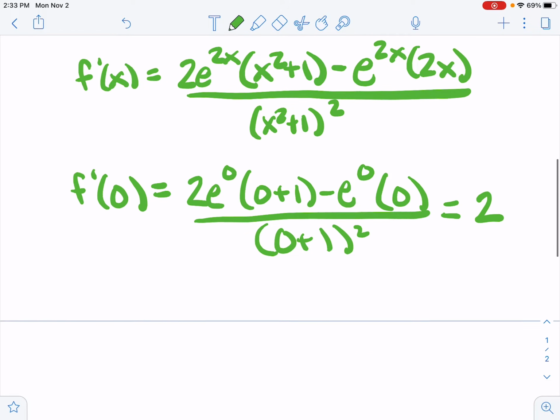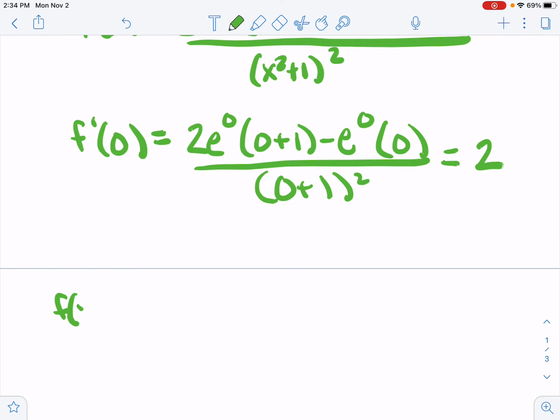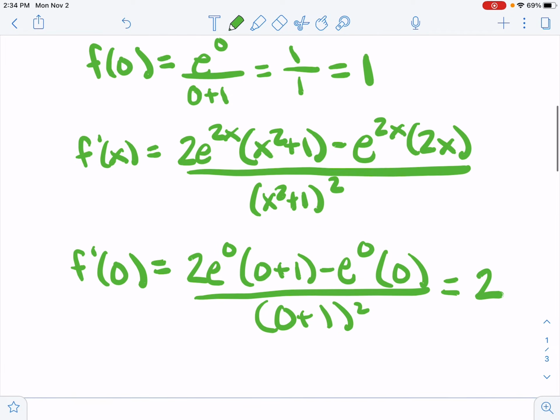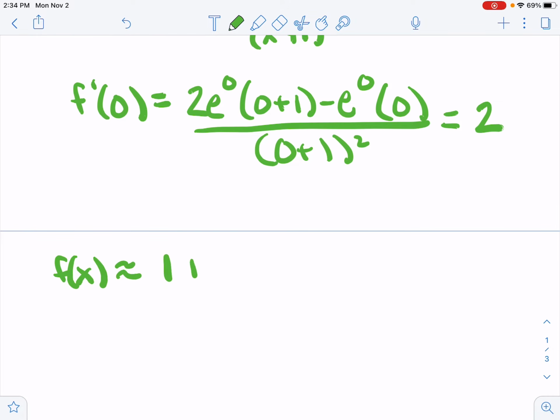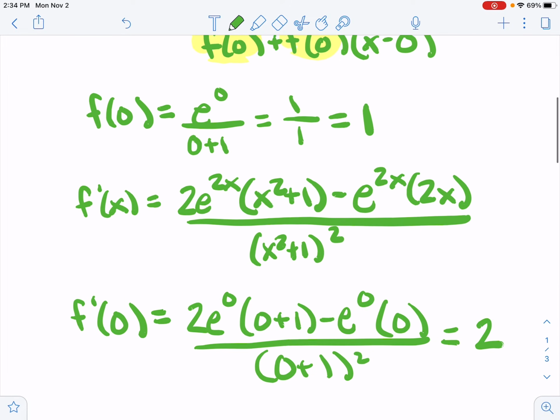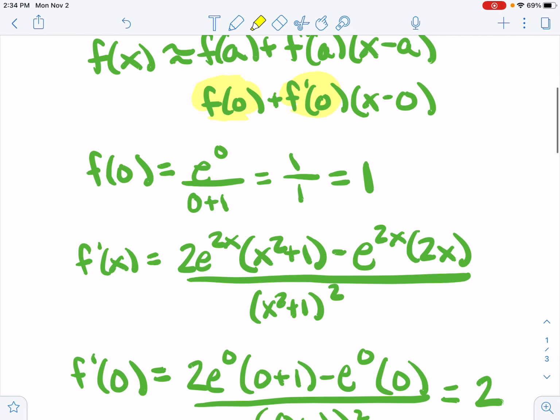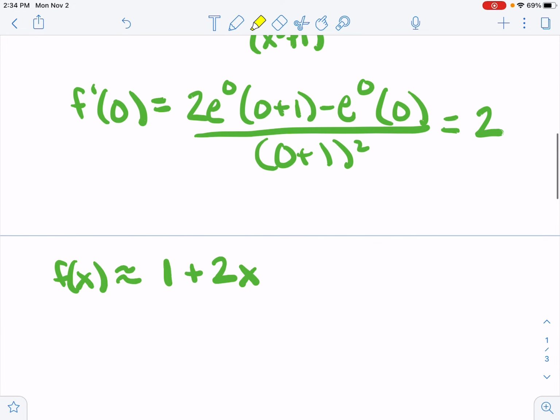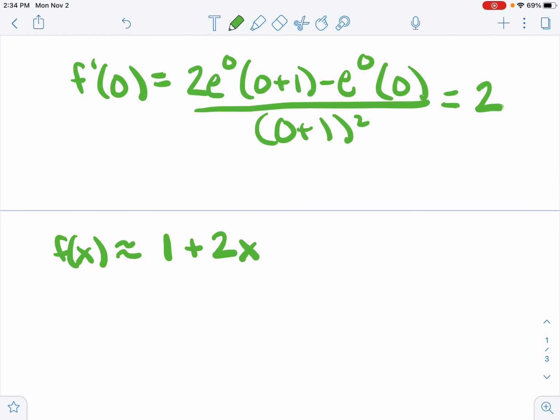So great, all right. Our function, f of x, is approximately f at 0, which is 1, plus f prime at 0, which is 2, times x minus 0, so just x, right? Going back to what we had here. So that's it. That's our linear approximation.